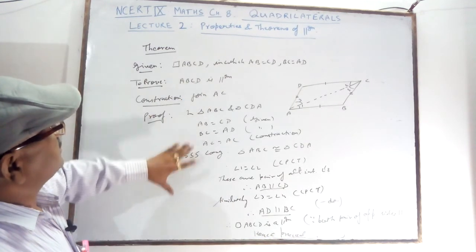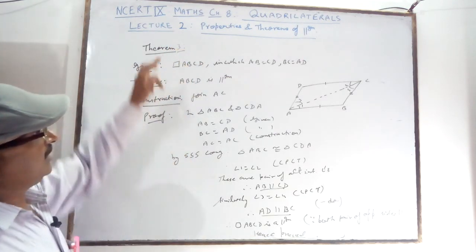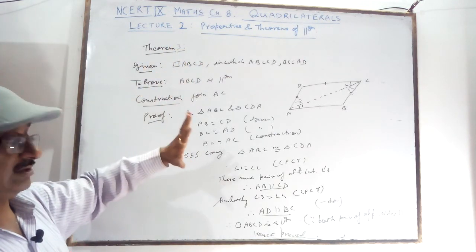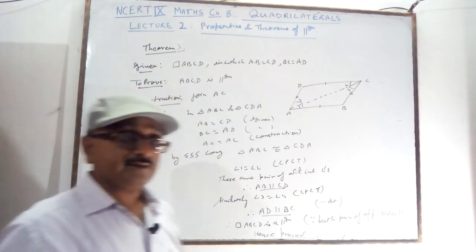So you have finished these three theorems. Theorem number 3. It is 8.1, 8.2, 8.3. Three theorems you have finished. Very carefully you read, prove and learn the theorems.